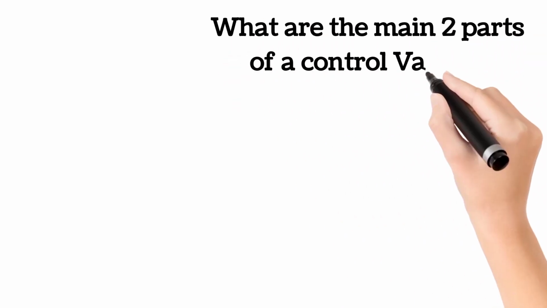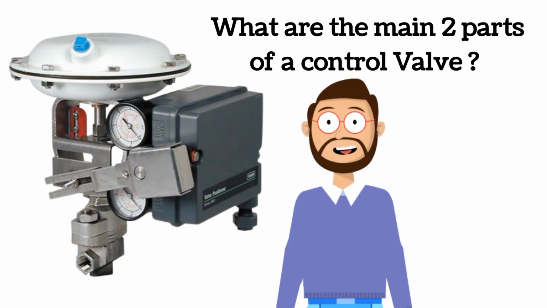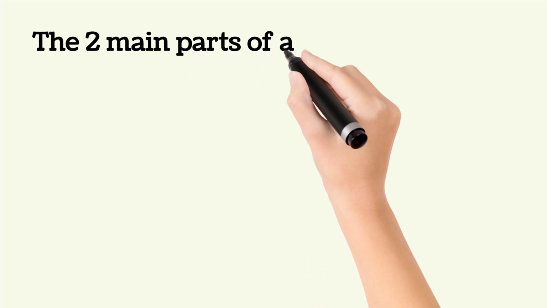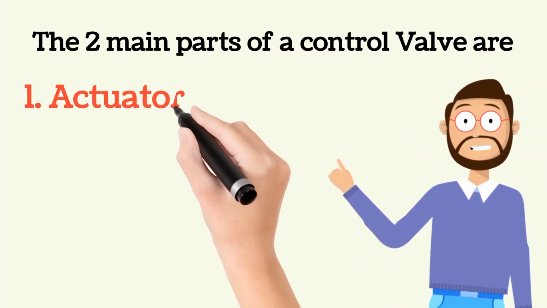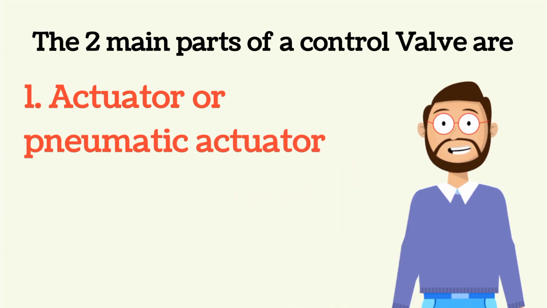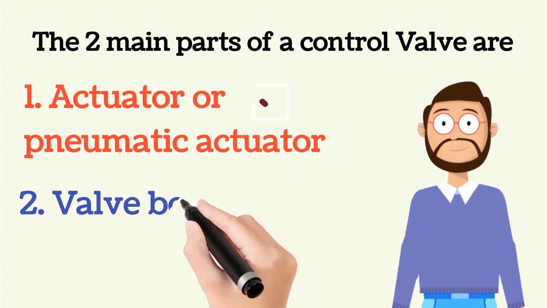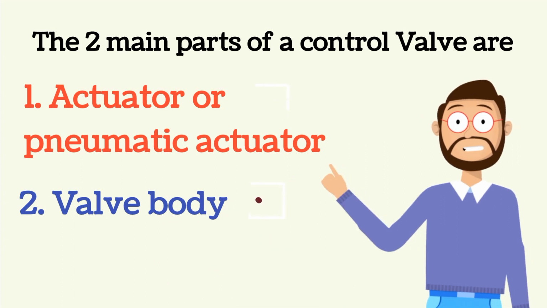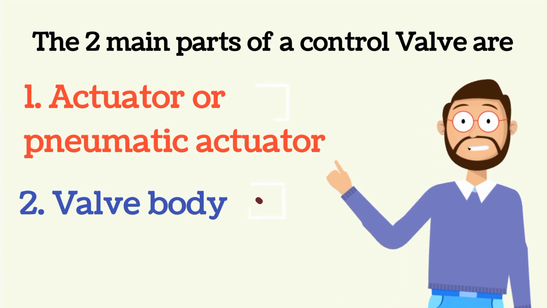First question is, what are the two main parts of a control valve? Let's discuss its answer. The main two parts of a control valve are, the first one is actuator, and in instrumentation it is pneumatic actuator, and the second one is valve body, and it is also known as body. Here one thing is important to note, that control valve may be of any type, but it has these two parts.